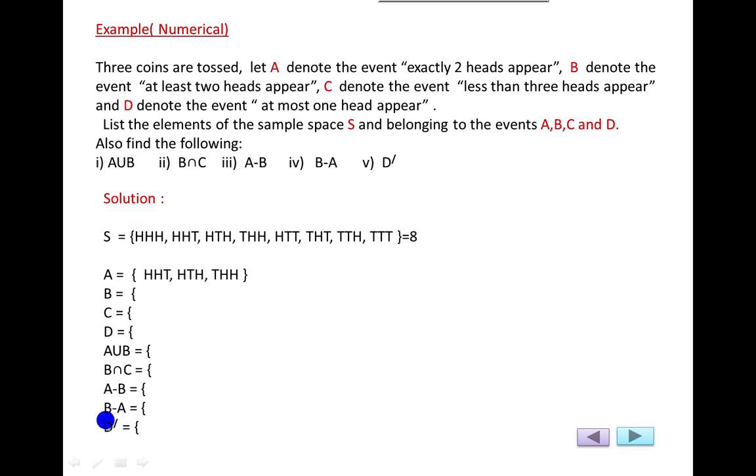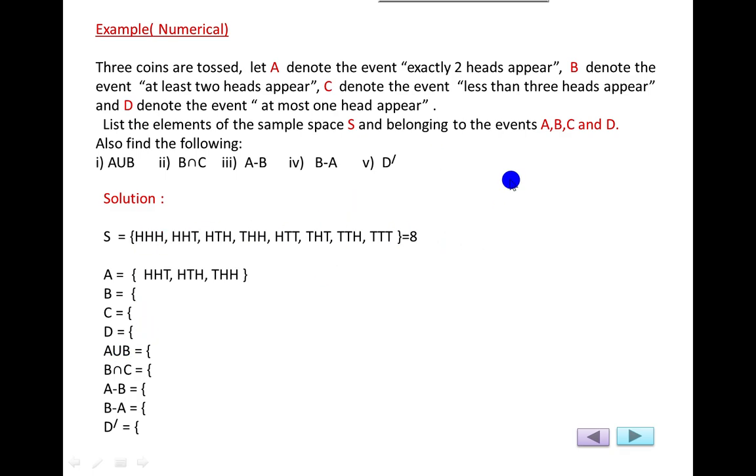And A minus B is not equal to B minus A. In this, we subtract B from A. In this, subtract A from B. D complement means subtract from S. In mathematics, we use the universal set. Complement means subtract from U: U minus A is A complement. The same way, D complement will be the members of D subtracted from S.